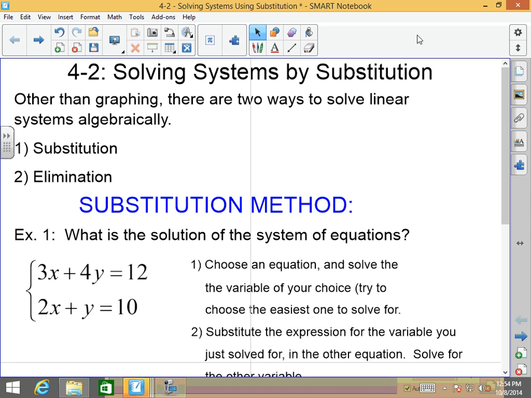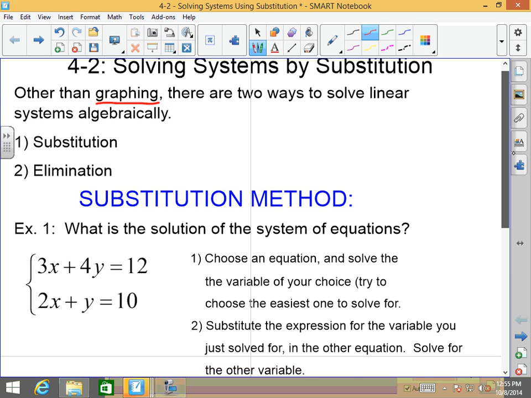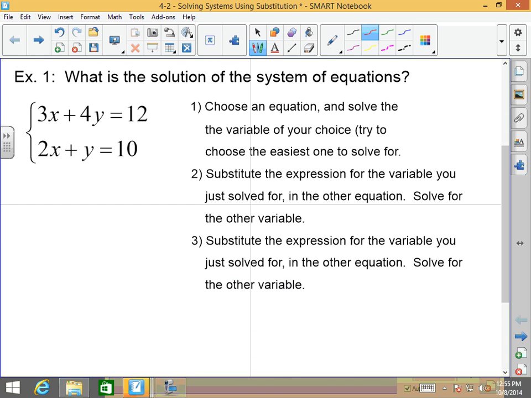Today we're going to be talking about solving systems by substitution. There are three methods in total for solving systems. We have graphing, which we learned, but other than graphing, we have substitution and elimination. Today we're going to talk about the substitution method. And in the substitution method, it's very simple if you follow these three steps.